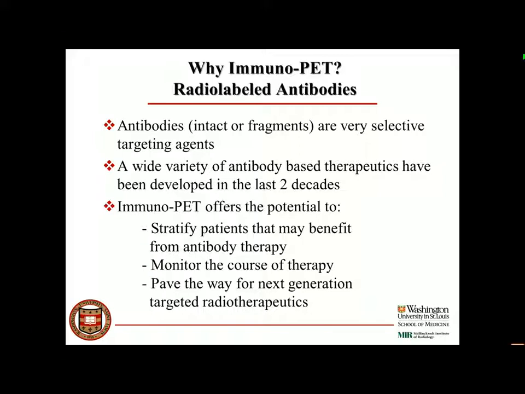So as far as Immuno PET, that means the labeled antibody, it offers the potential to stratify patients that may benefit from the antibody therapy and monitor the course of therapy, and pave the way for next generation targeted radiotherapies. So again, this is certainly in the investigational stage. But similarly, FDG is used to track the process of routine chemotherapy, pre-post administration. So again, it's good to be able to gauge if an agent does work rather than continue with an expensive agent that isn't benefiting the patient and may have significant side effects.